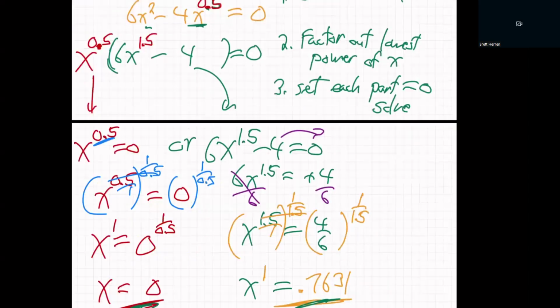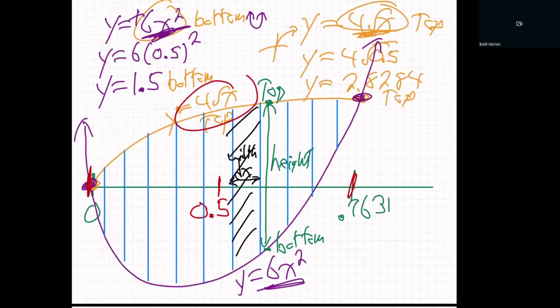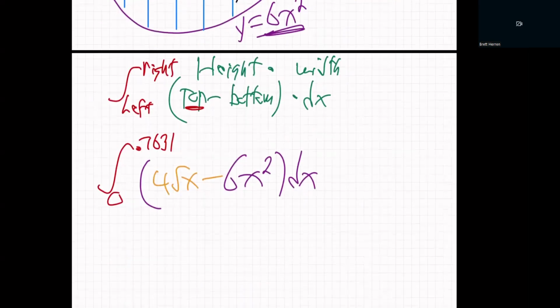And so that's how we find the integral for the area between them. And there we go.